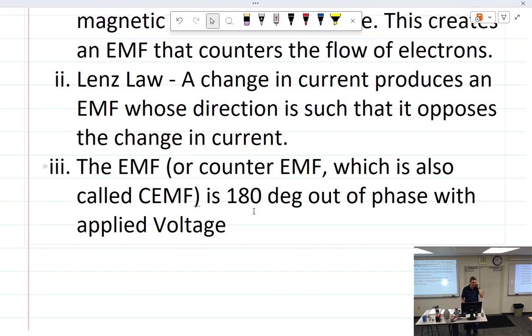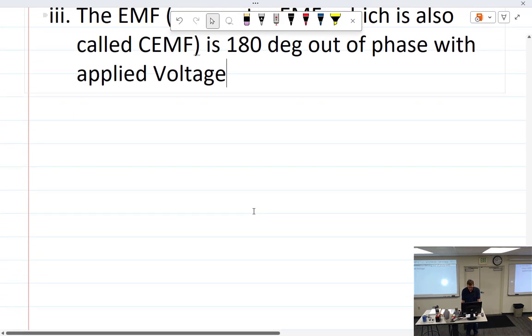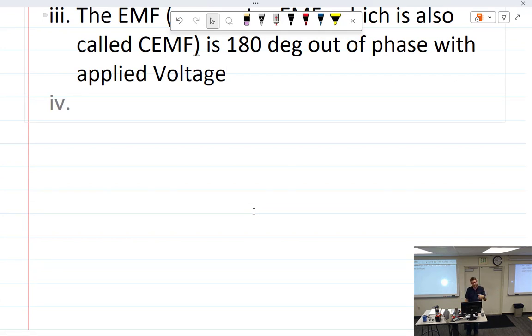Would that counter EMF technically be that helping along? Well, it doesn't help. It's the opposition. Remember, we don't get help. We get a hindrance. This is out of phase. It will always be 180 degrees to the voltage, so this is what pushes it out of phase. That's why they need capacitors. Capacitors do the opposite. We're going to go through inductors and capacitors.